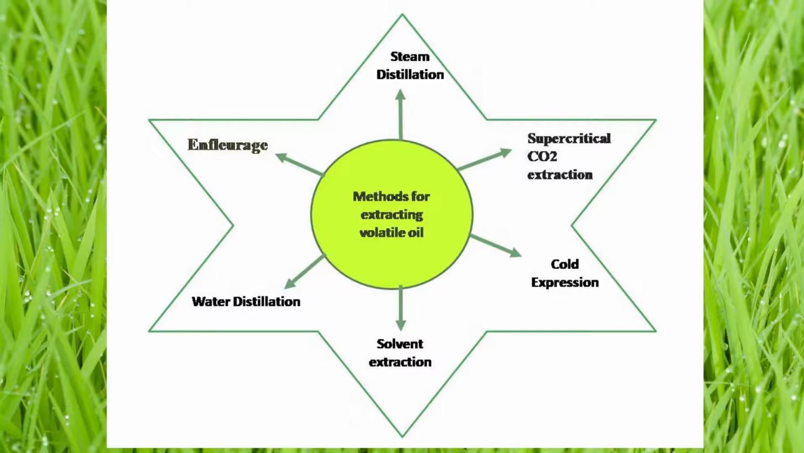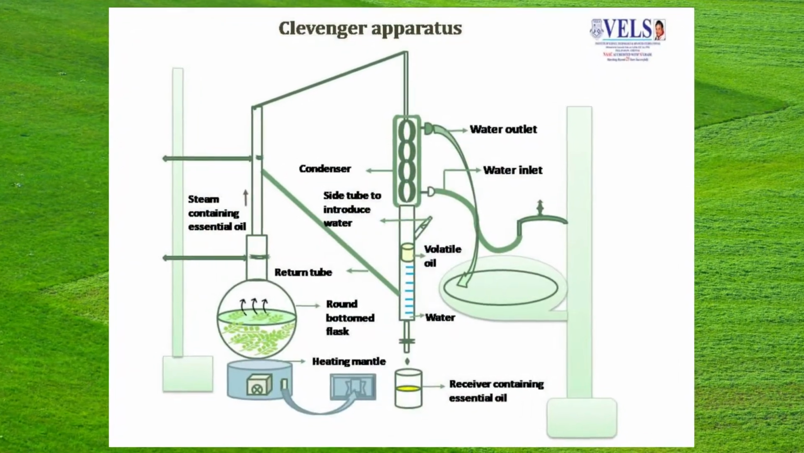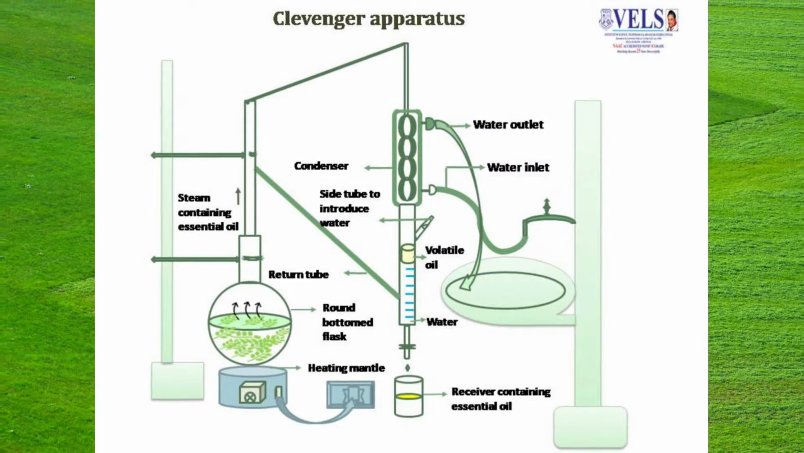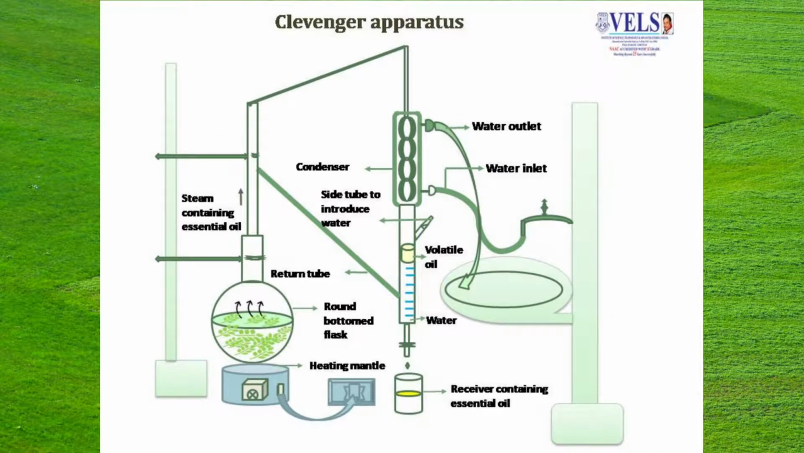in clockwise direction. The next or last method is hydrodistillation or water distillation method, in which water is used for extraction of the volatile oils. So this is the basic principle in the Clevenger apparatus. The Clevenger apparatus is named after its inventor, Joseph Franklin Clevenger, in 1928.